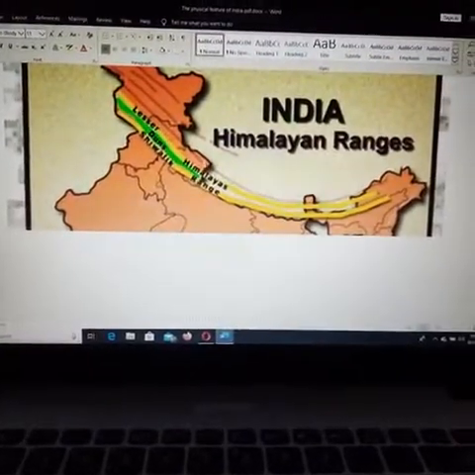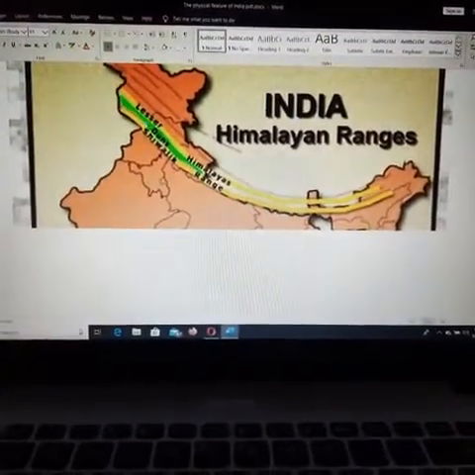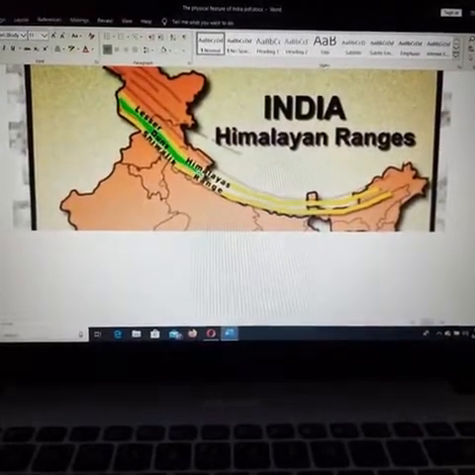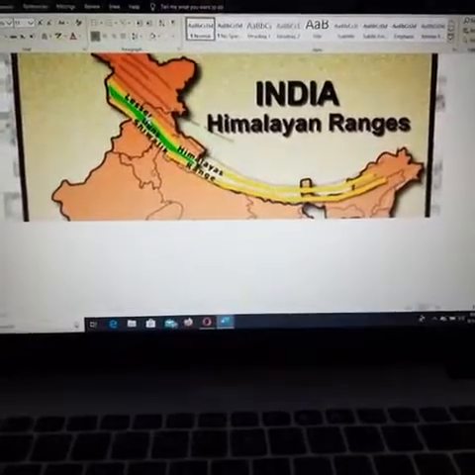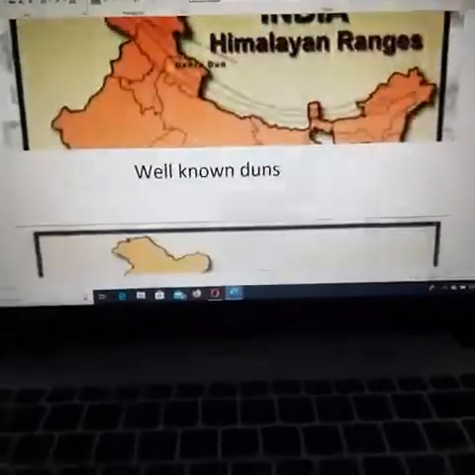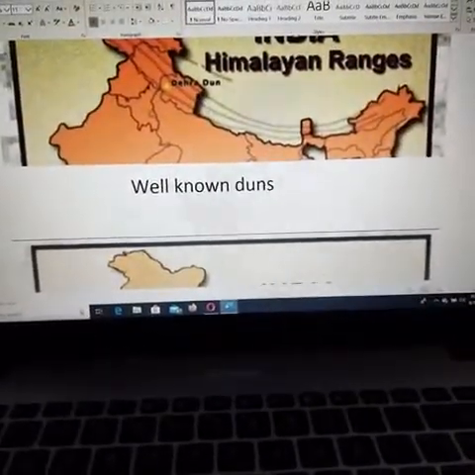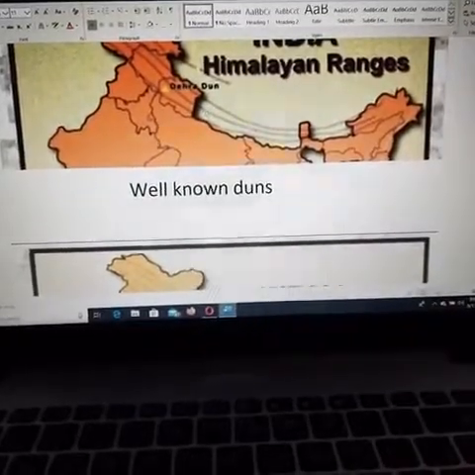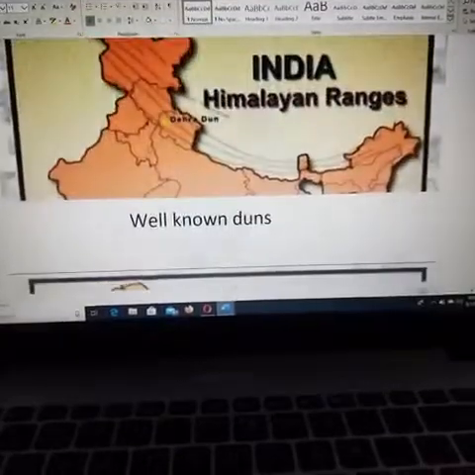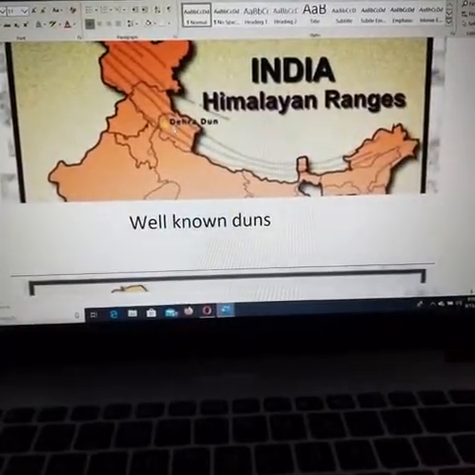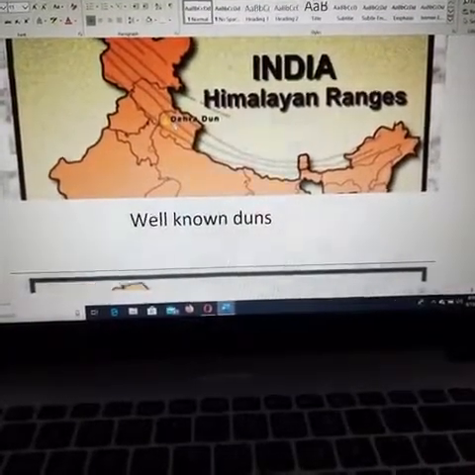So between the Lesser Himalayas and the Shivalik, whichever land is there, this green part, these lands are called the dunes. Okay, which are the important dunes in these places? The Dehradun, the Kotli Dune and the Patli Dunes are very, very famous. So the Dehradun is here, it is also a well known dune in the Shivalik.